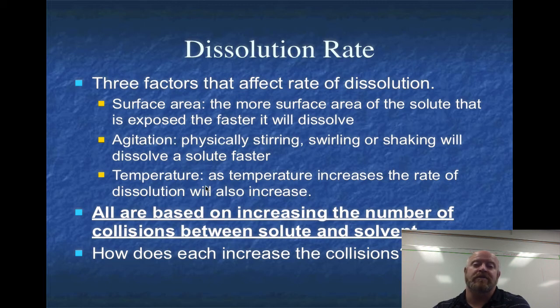Now, if you wanted to slow this down, you would do the opposite. So you'd want to have the least amount of surface area. You would not want to stir it, and you want to make it as cold as possible in terms of slowing the process down.